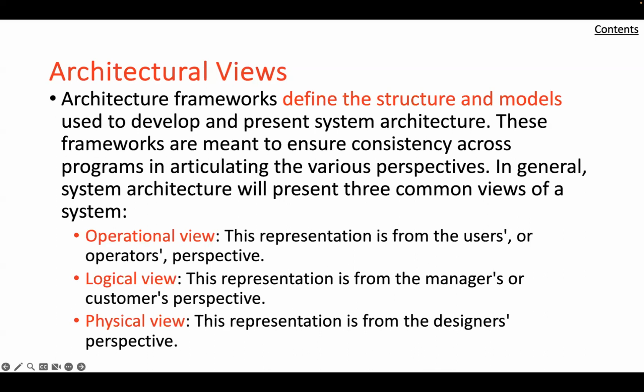Next, we'll talk about architectural views. The notion of architectural views is to develop representations of a system from multiple perspectives or views to assist the stakeholders in understanding a system concept and making those valuable trade-off decisions before extensive development has occurred. While many different architecture development methods and guidelines exist today, all have a very common set of these perspectives. In general, system architecture will present 3 common views of a system, and we'll talk about them one at a time.